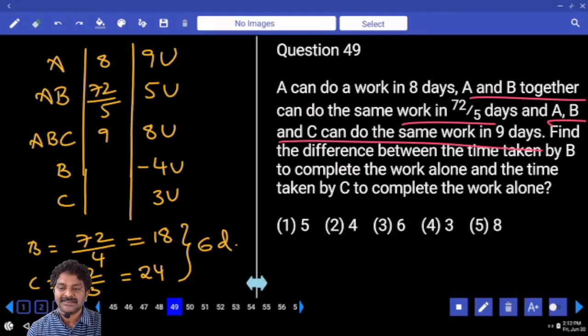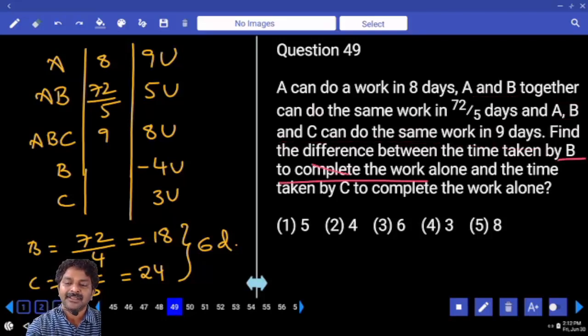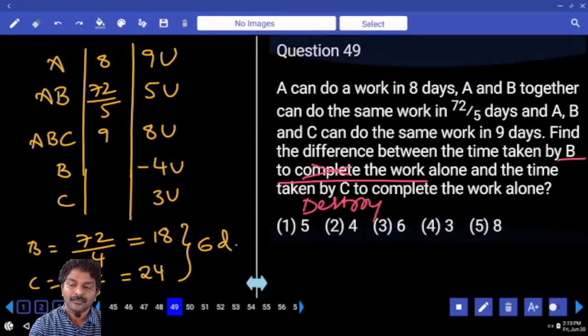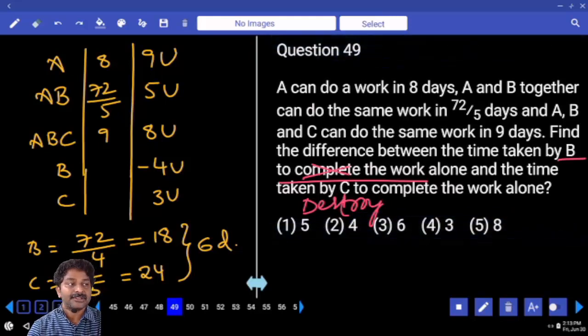Or otherwise, in the same question, instead of asking B to complete the work, they should say B to destroy the work. Because he is doing negative work, he is destroying.